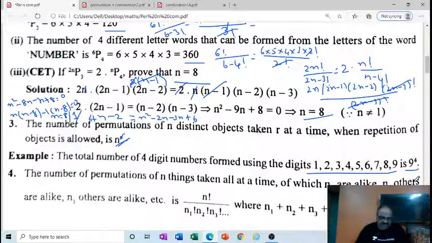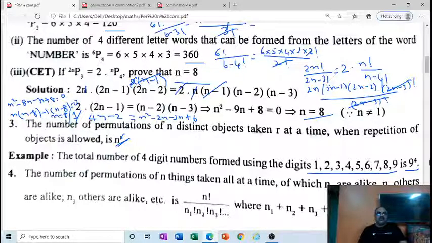One more formula I would like to give you. Friends, I am just increasing the number of formulas now. First one I gave was nPr, which is n factorial by (n minus r) factorial. Second one I gave was nPn. When r and n are equal, r becomes n, it is nPn, which is n factorial. Then I gave the third formula: when repetition is allowed in the arrangement, it is n power r.